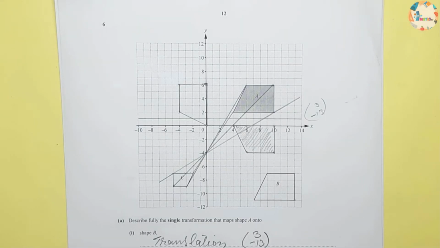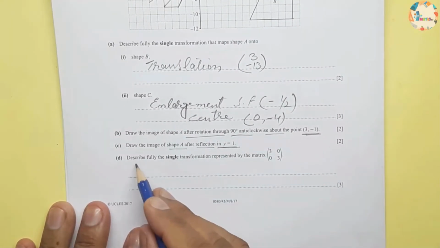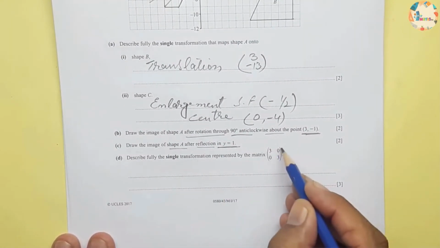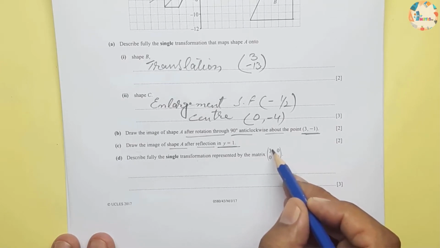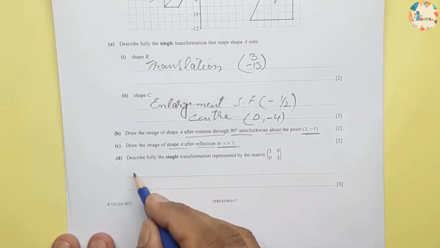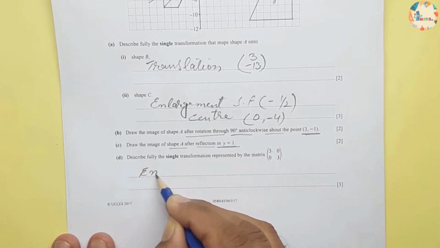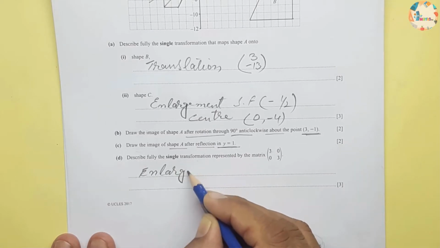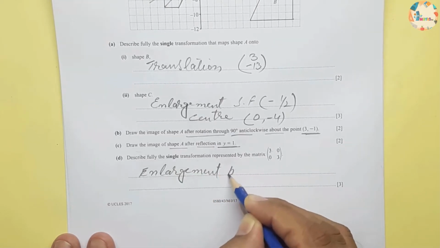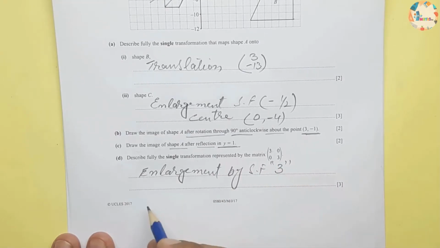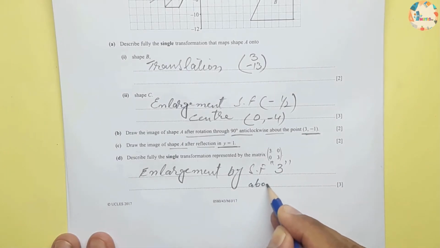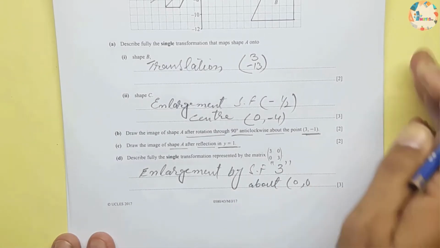Then the last D part is this: describe fully the single transformation represented by this matrix, and by these three we can see that this is enlargement. Normally it should be 1 1, so this is enlargement by scale factor 3 around origin, because this is origin. So enlargement we can write here, enlargement by scale factor which is 3, and we can write about it is 0 0. It's done.